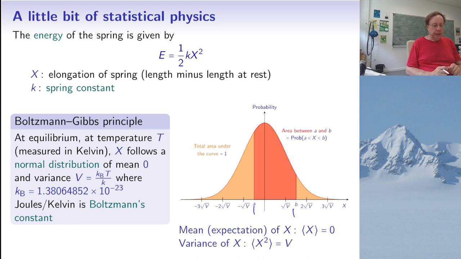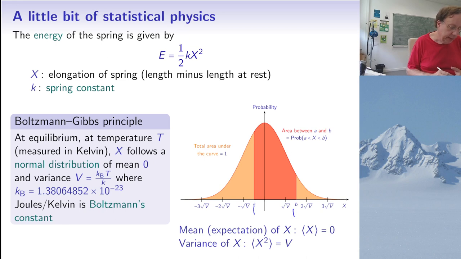So mean zero and variance V means that the mean value, the expectation of x, is zero, and the expectation of the square of x is given by V. So in general, for the variance, I have to subtract the square of the expectation, but here it is zero, so the mean of x squared is V. So what this means is that I have a probabilistic description of the length of my spring on long time intervals.